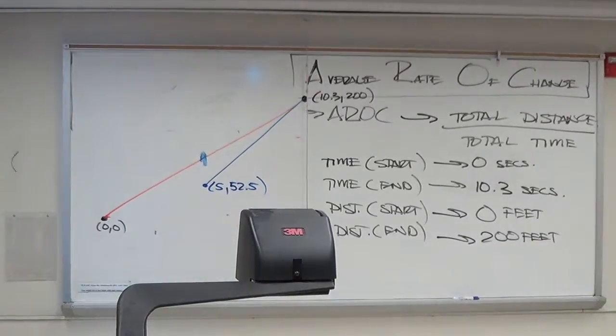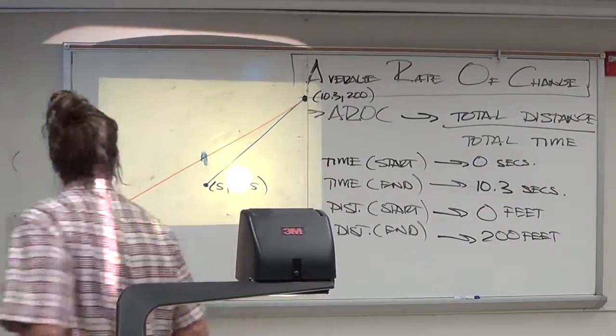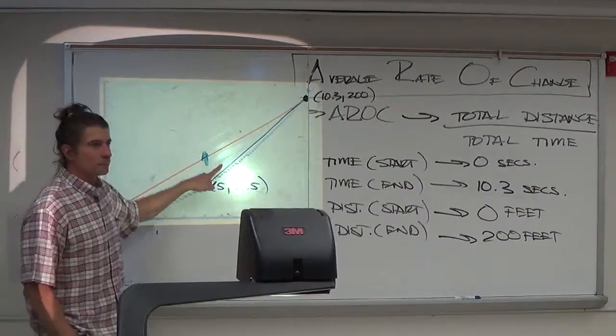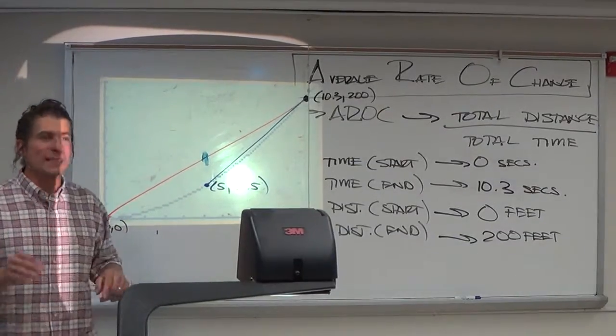Was I going faster or slower than 19 miles an hour? At 200 feet, I'm probably going faster, yes? Now, you see these lines right here? What those lines are called are secant lines.